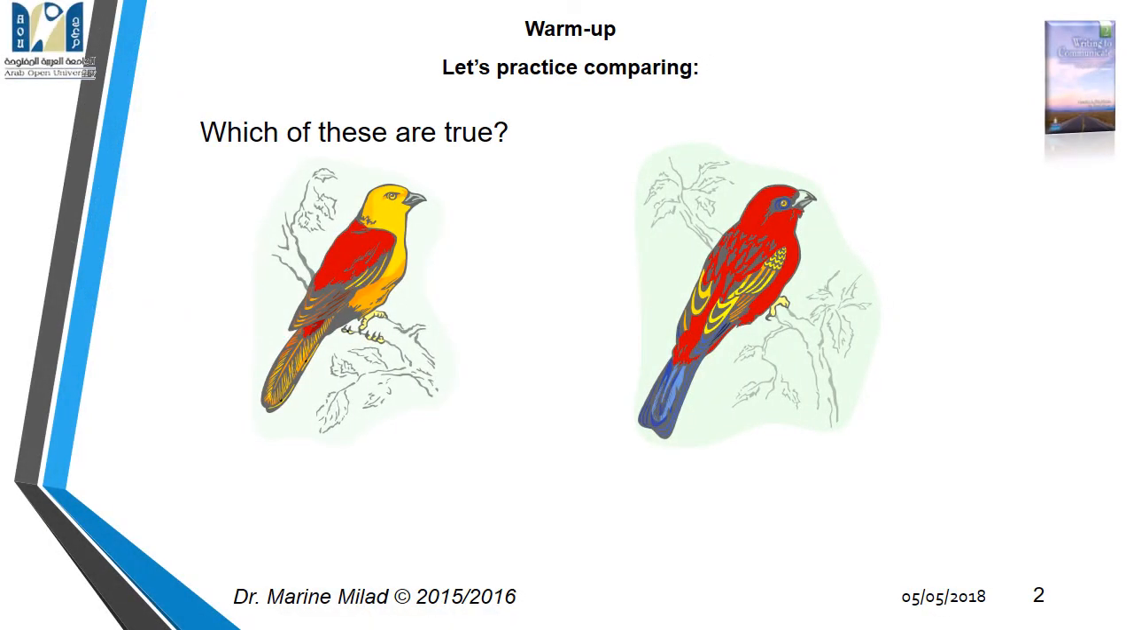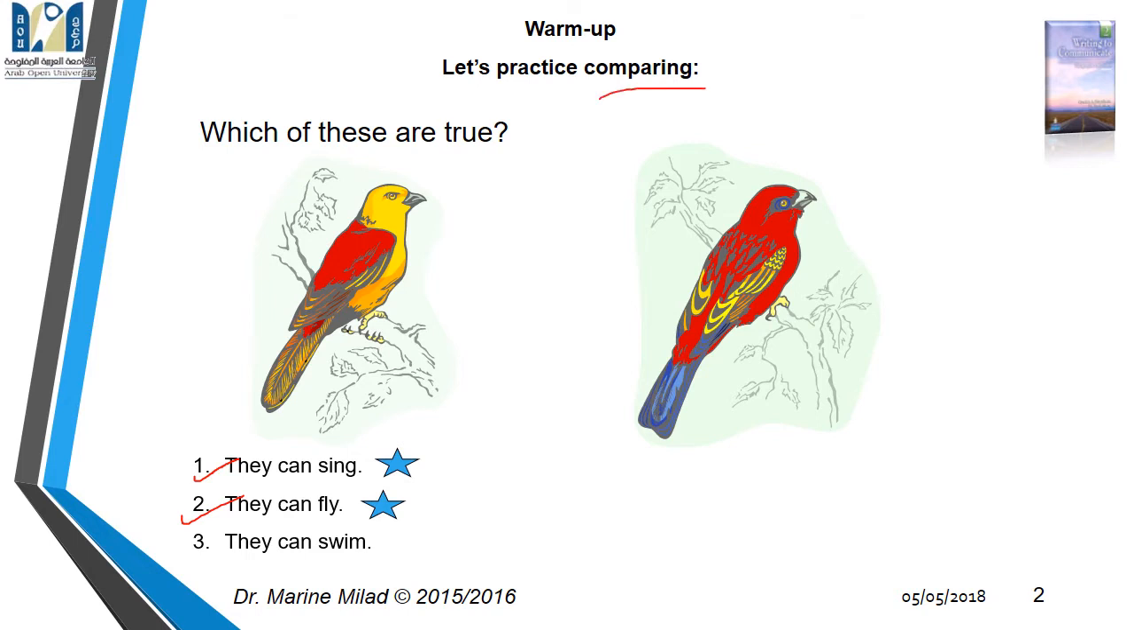Okay, so let's practice comparing two birds here. Which of these are true? Do they sing? Can they fly? Can they swim? So both of these two are correct. Both of them can sing, right? Both of them can fly. So if we compare them, we can see two similarities, right? Both of them cannot swim, right?